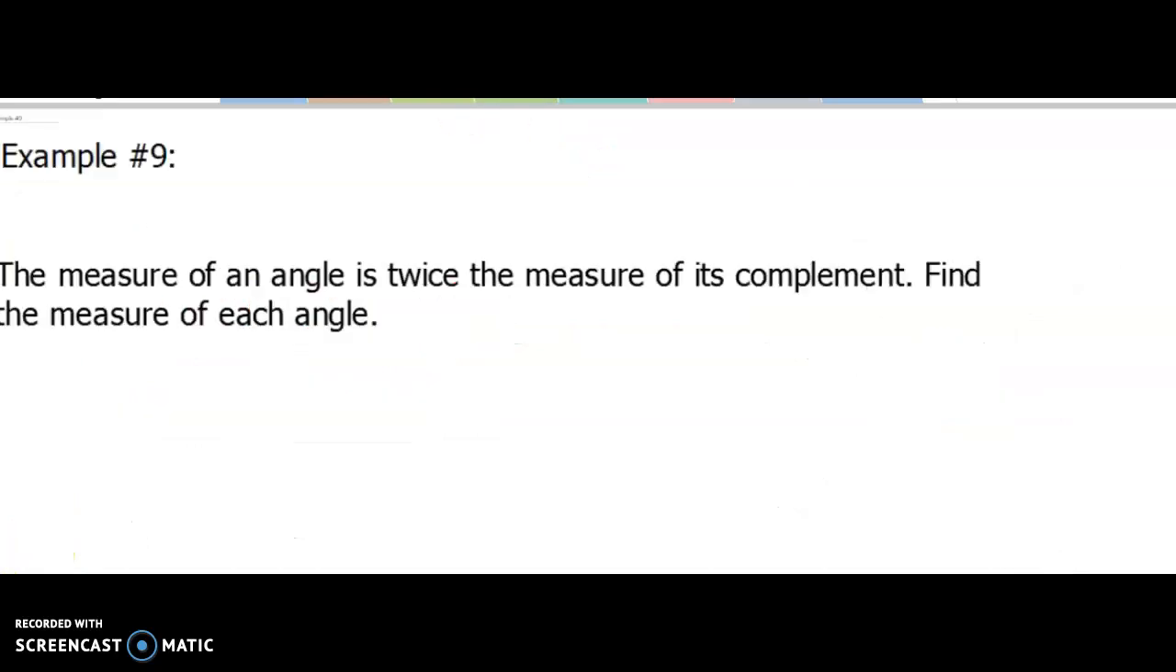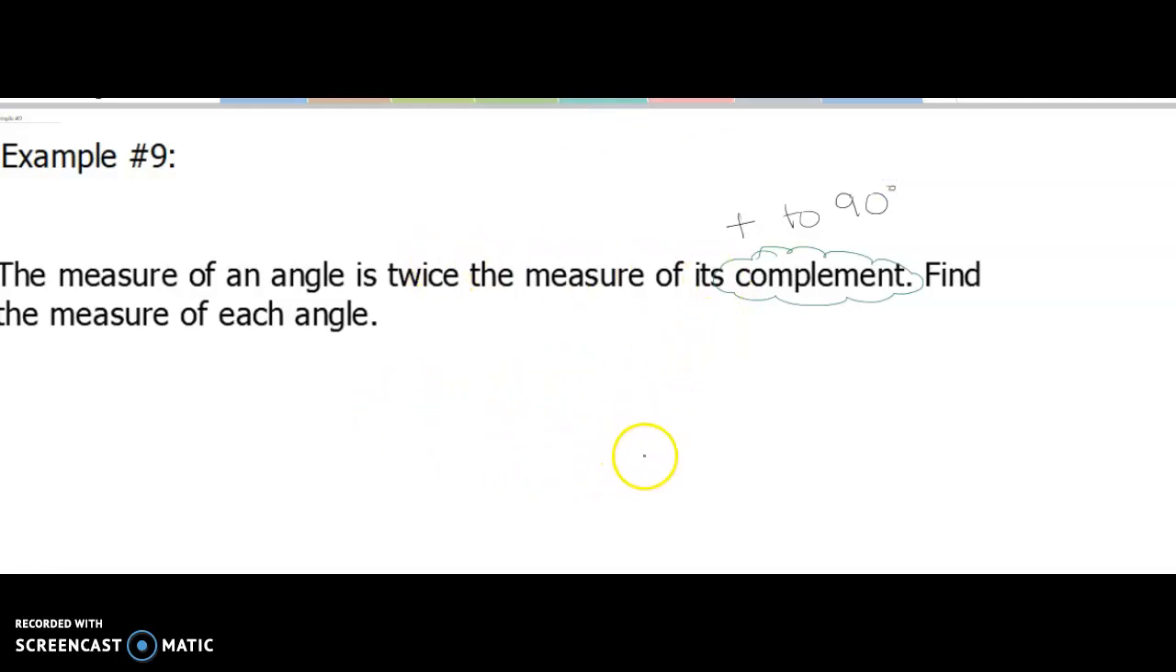All right, guys, one more problem and we'll call it a wrap. Example 9 says the measure of an angle is twice the measure of its complement. Okay. Here's your vocab word. Well, actually, complementary is your vocab word, but complement is its base. So, what does complement mean? Complementary means it's 2 angles that add to 90 degrees. Okay? 2 angles that add to 90 degrees.